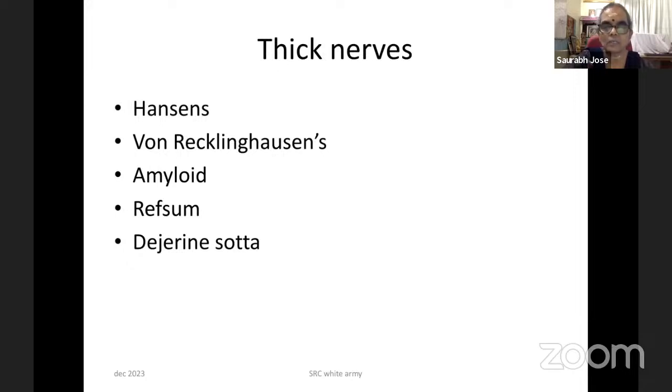So we saw conditions where some pattern of skin changes happen. And thick nerves: Hansen's disease, neurofibromatosis or von Recklinghausen's disease, amyloidosis, Refsum, Dejerine-Sottas. Dejerine-Sottas, as I said, is soft, succulent. Refsum is hard, non-beaded. Amyloid is large, intermediate consistency. Von Recklinghausen's also intermediate consistency. Hansen's is a beaded nerve.